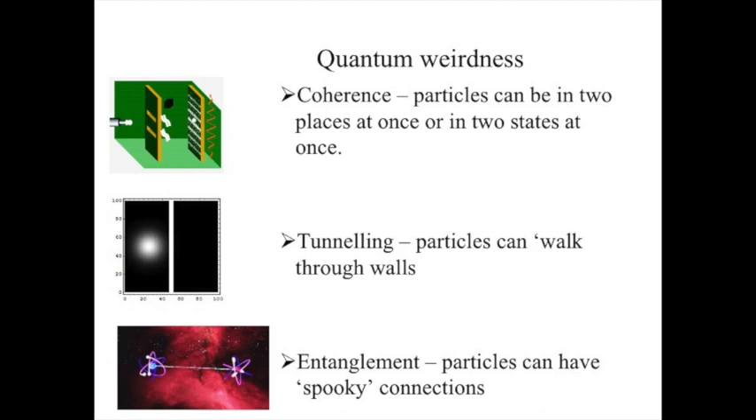And then the oddest feature of quantum mechanics, which I'll be saying something about as well, is entanglement. Particles can have spooky connections. Now, the spooky connections bit comes from Albert Einstein, who never quite came to terms with quantum mechanics, even though he was one of the people who invented it. Much of early quantum mechanics was based on his work, and yet he couldn't really come to terms with it.